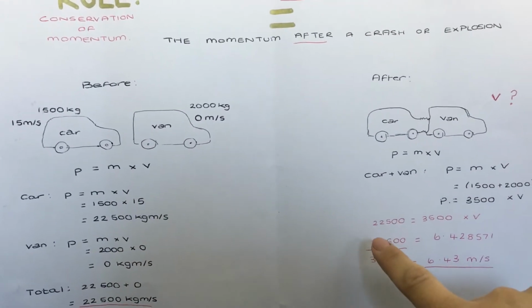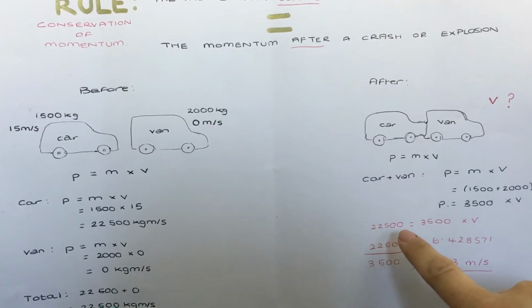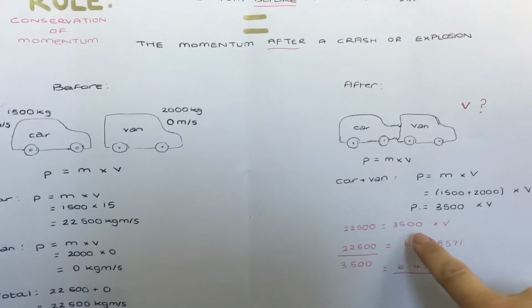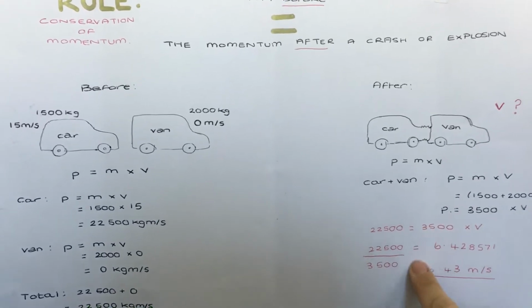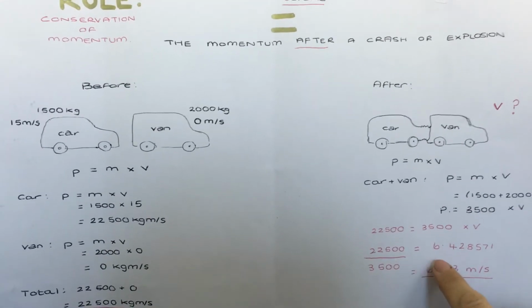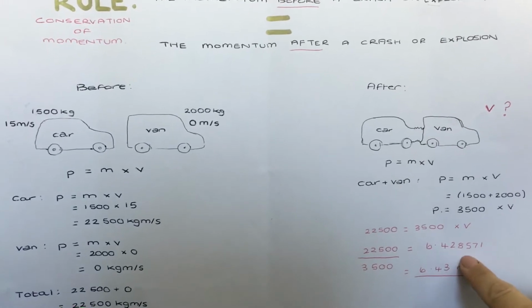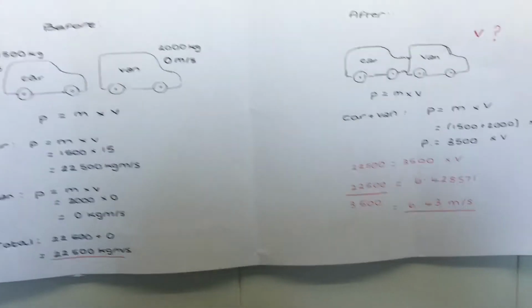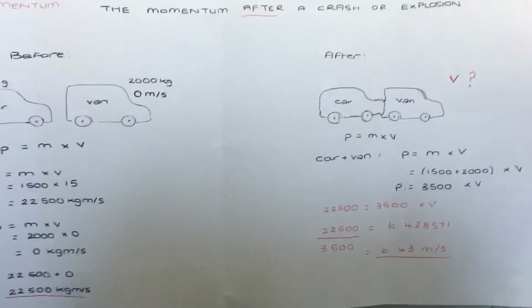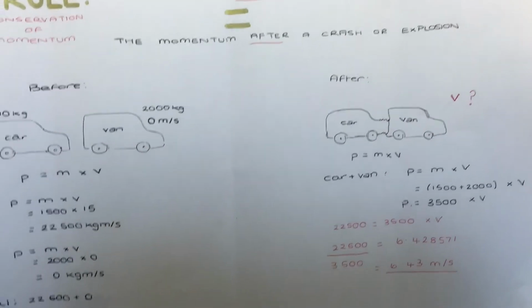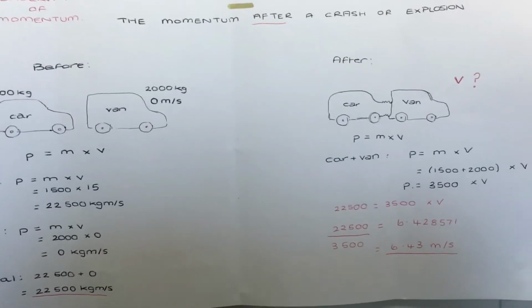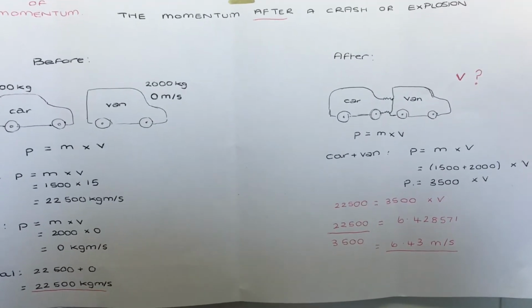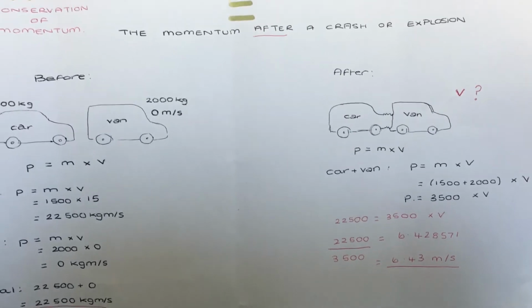So 22,500 is equal to 3,500 times v. To get v on its own, you bring the 3,500 down, divide it, and that gives you 6.428571. Now, a lot of the time they'll ask you to do it to an appropriate number of significant figures or 2 decimal places. The appropriate number of significant figures is usually around 3, so I would round this to 6.43 meters per second.